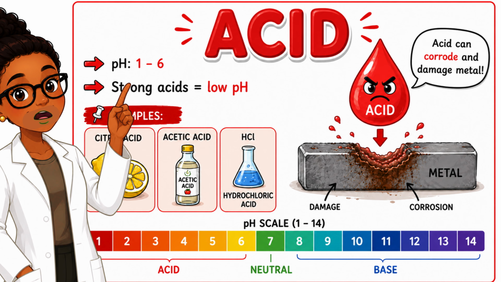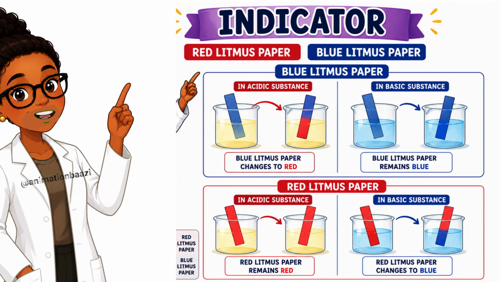Remember, you should never taste substances in the laboratory. Scientists use indicators to test substances safely. An indicator changes color to show whether a substance is an acid or a base. One common indicator is litmus paper. Blue litmus paper turns red in an acid. Red litmus paper stays red in an acid.